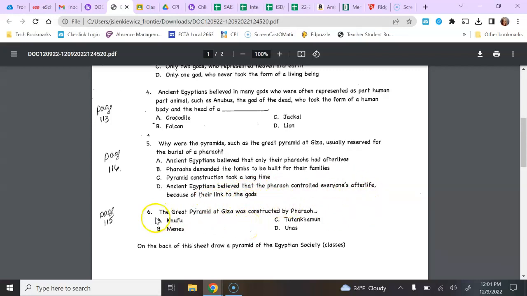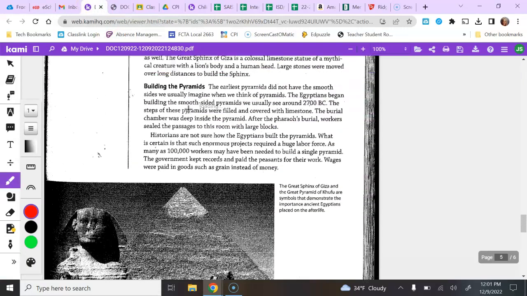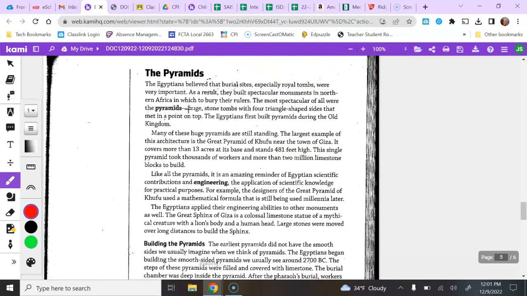Number 6, the answer for that is found on page 115. The Great Pyramid of Giza was constructed by Pharaoh who? Khufu, Menes, Tutankhamun, or Unas. So if we go to page 115, we talk about the Great Pyramid of Giza here, and it's not a direct answer, but you will see the answer within these two paragraphs.